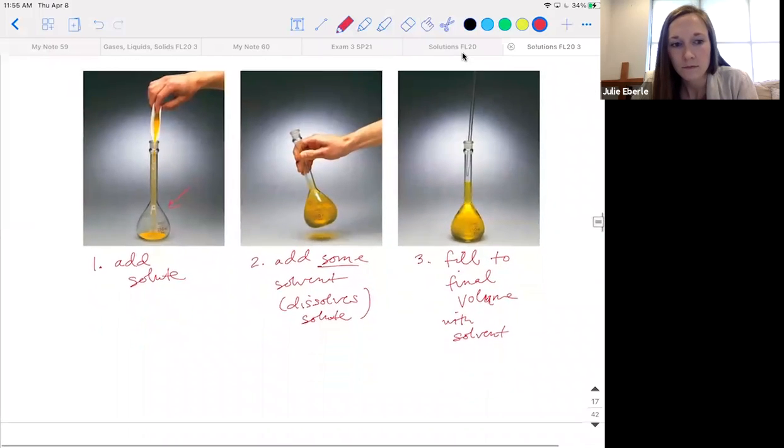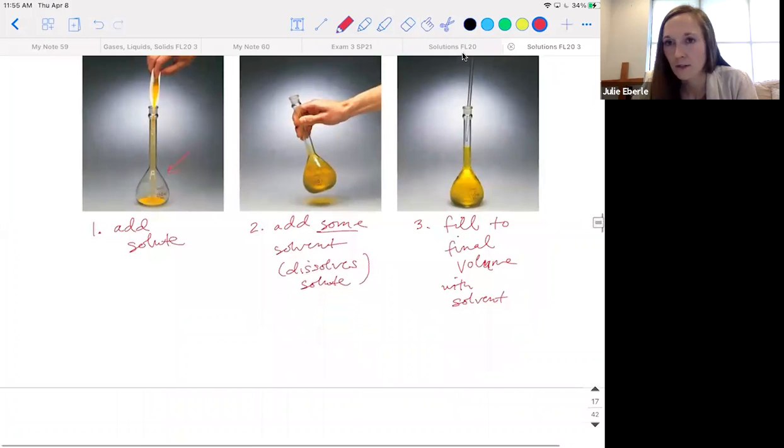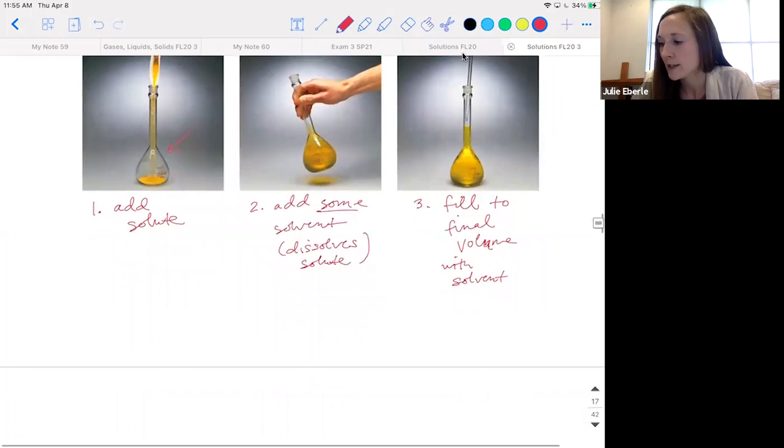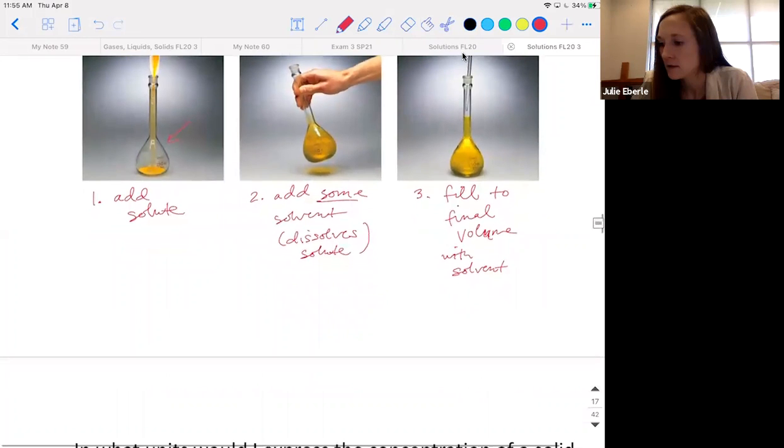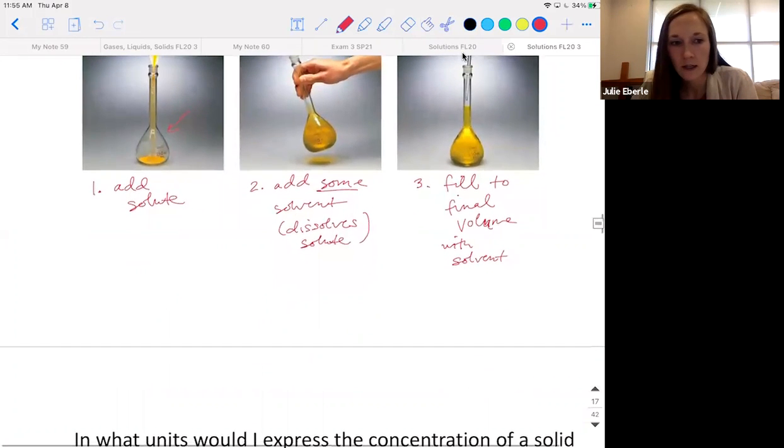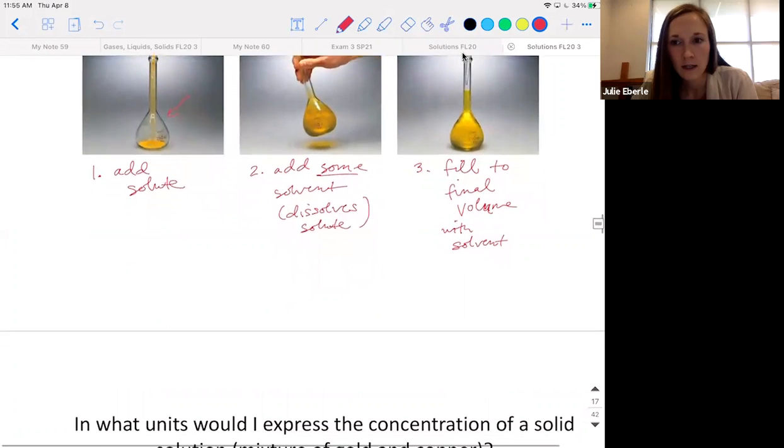All right, so now we're going to work problems on concentration. I've got one more poll question that hopefully we will get to in the next 10 minutes. Everybody good with this slide? Okay.